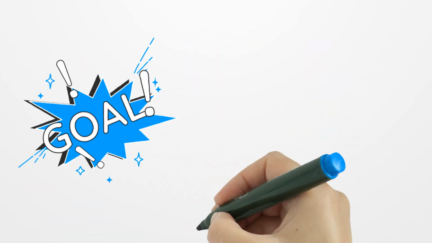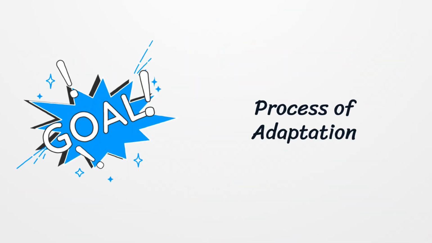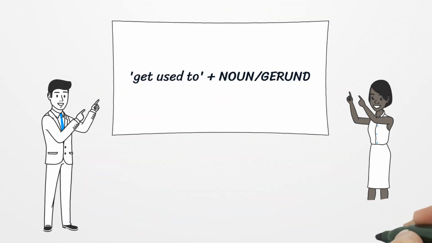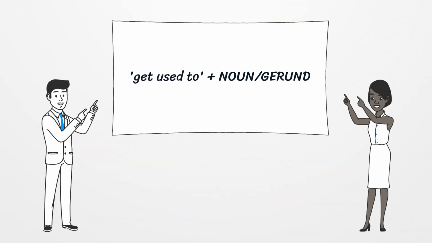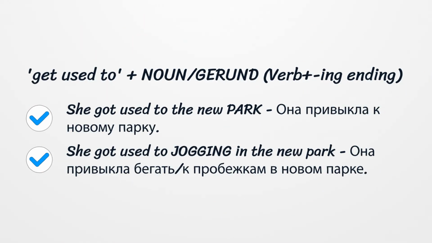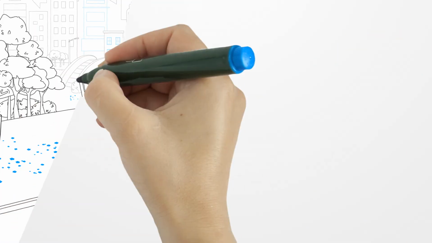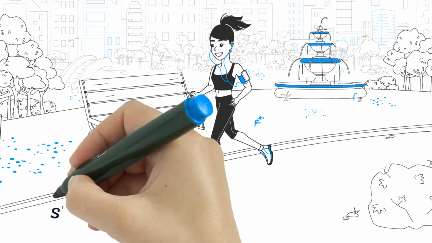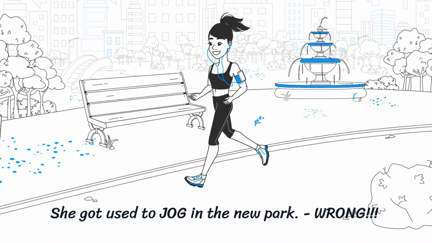Now, let's shift our focus from the past to the process of adaptation. This is where get used to comes in. Notice the small but critical difference in form. It is get used to, which is followed by a noun or a gerund, a verb ending in ing. This structure describes the process of becoming familiar with something new or difficult. It's about the journey of adaptation.